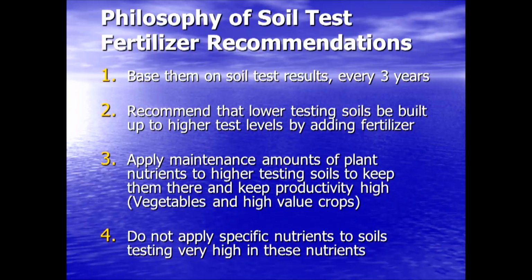But we have made some changes in the last 3 years. Some of the recommendations were calling for exceedingly high rates of phosphate and potash, particularly even when the soil test recommendations were very high, which was uncalled for. So, you do not apply specific nutrients to soils that are testing very high. If it says very high, that means we don't need any more at all, because the soil can supply 100% of the plant's needs, plus leave some in the soil for use the next year.